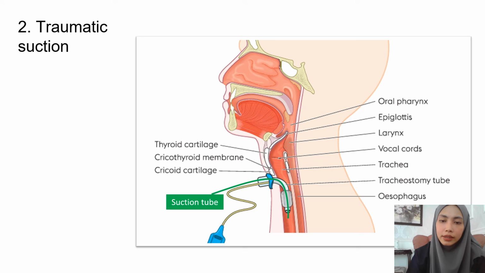So bayangkan dia ni dah ke bawah. So apa yang dia akan suck? Dia akan suck this mucous membrane on the trachea. So kalau dia suck mucous membrane ni, dia akan menyebabkan laceration, lepas tu bleeding, and subsequently akan menyebabkan granulation tissue yang will then obstruct kita punya tracheostomy tube. So back to the main function of why we want to perform suction is actually to maintain the patency of the tube. So sepatutnya kita suction dekat dalam tubing sahaja, not beyond the tube.